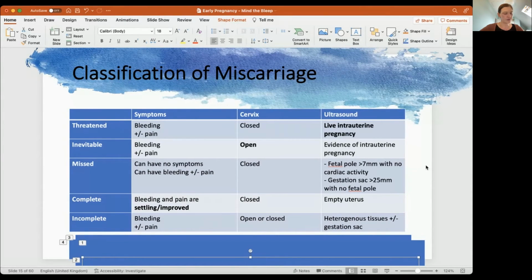Yes, and sorry, so bleeding after 24 weeks is an antepartum hemorrhage, not a miscarriage.